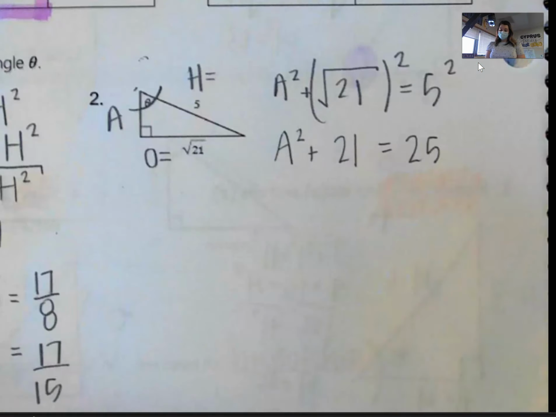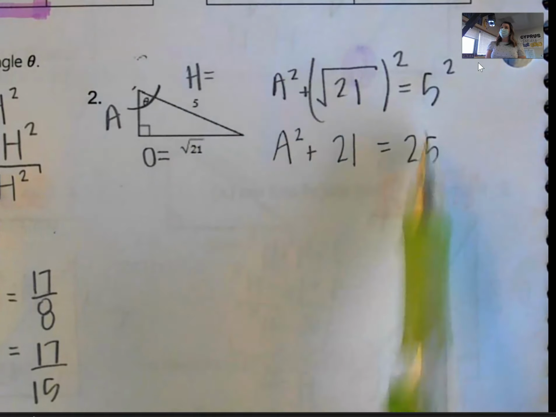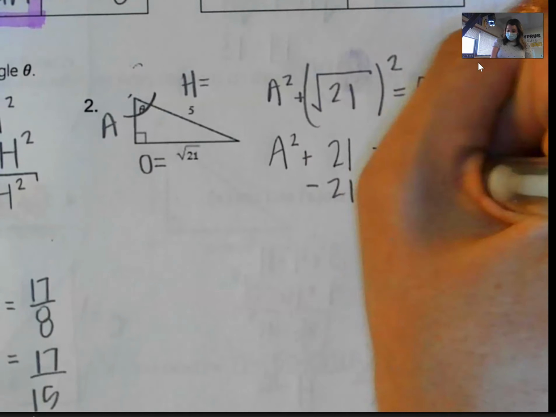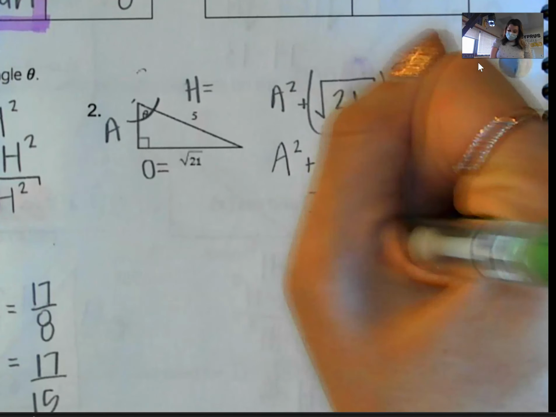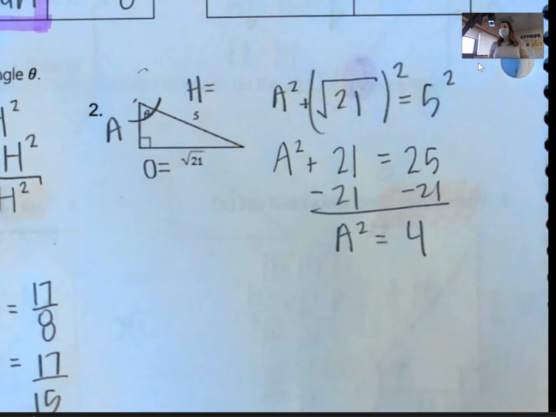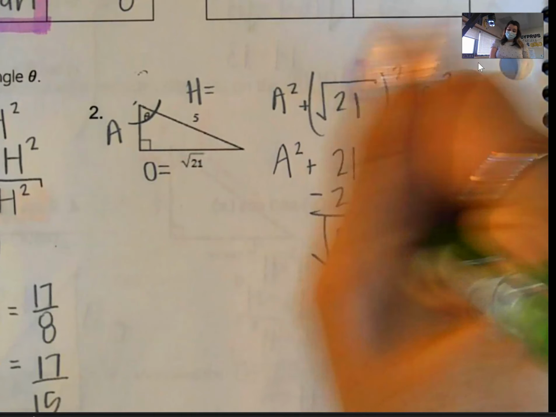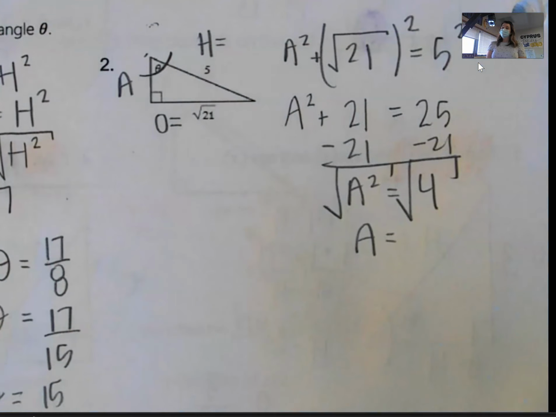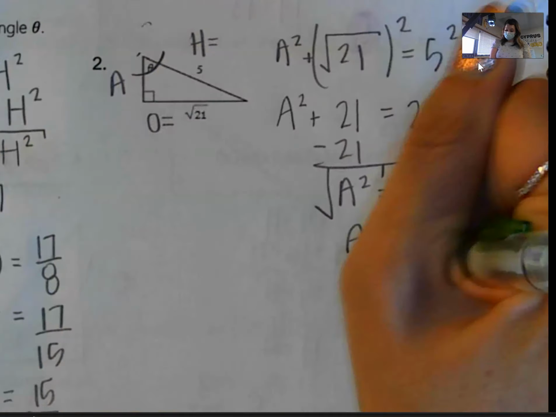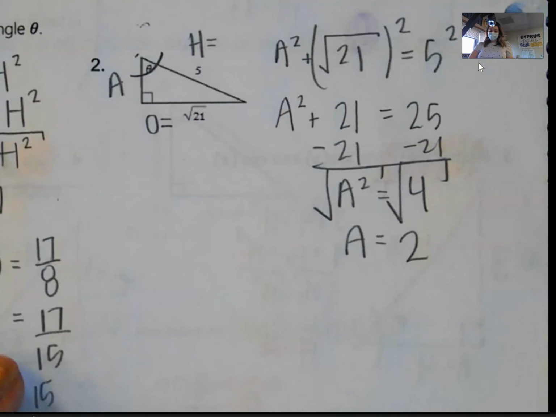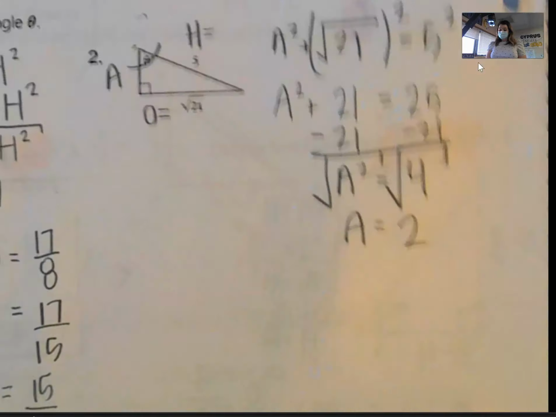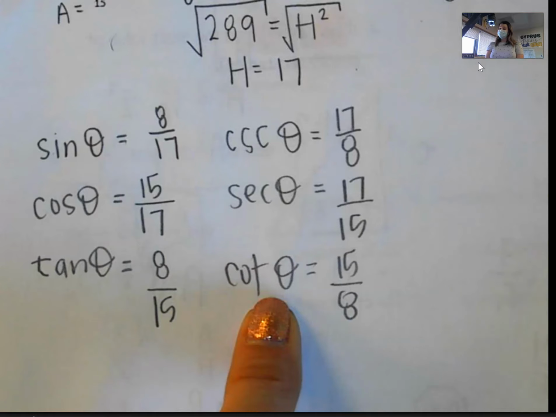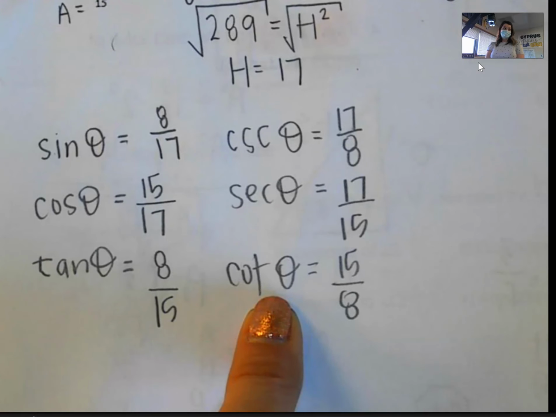Okay, what do we got to move? Do we move the 21 over or the 25? 21. How am I going to do that? Going to minus that guy off. I get a squared equals 4. And hallelujah, if I root both sides, 4 is a perfect square. What is its root? 2. Now that you know that, you guys go through and do these 6 functions for this new triangle. Do you know what you're doing?